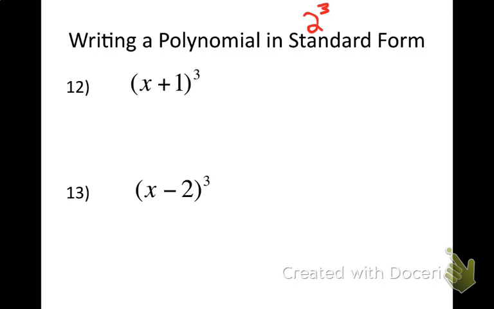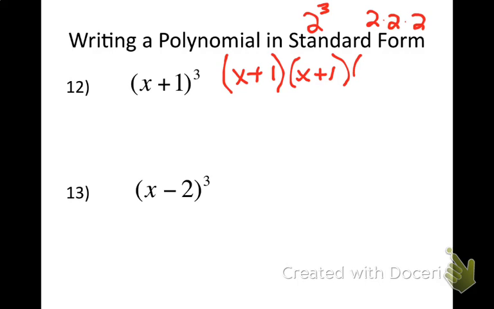What does 2 to the third mean, Kelly? Multiply 2 by itself 3 times, right? So x plus 1 to the third power means I need to multiply x plus 1 times x plus 1 times x plus 1. So I need to multiply these out 3 times. Now, we all understand multiplication is commutative, right? I can multiply in any order. So I'm going to multiply the 2 on the right first.